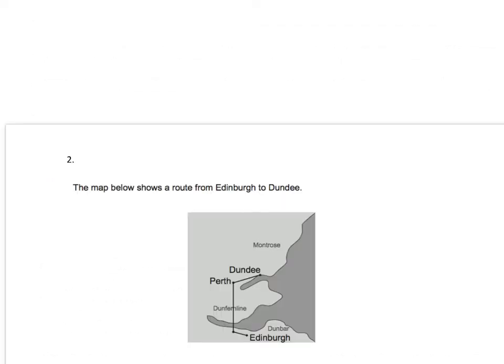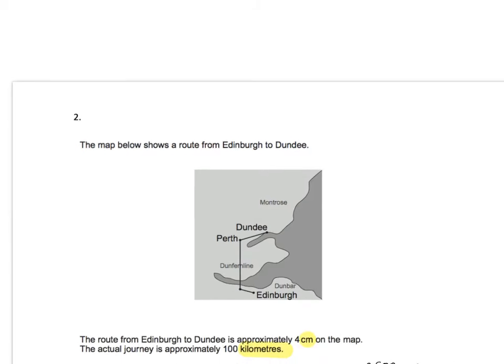Question 2 shows a map, and it says the map below shows the route from Edinburgh to Dundee. It then tells us in the question that the journey from Edinburgh to Dundee is approximately 4 centimetres on the map. The actual journey is 100 kilometres. And in the question it says, write the scale in the form 1:2, and it leaves a blank line. You're going to see that as soon as I reveal the answer.